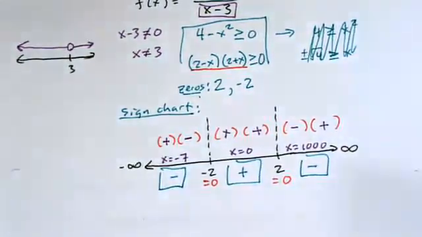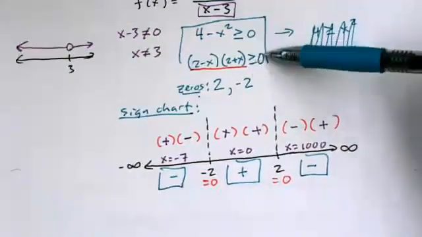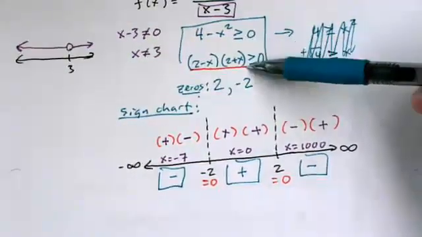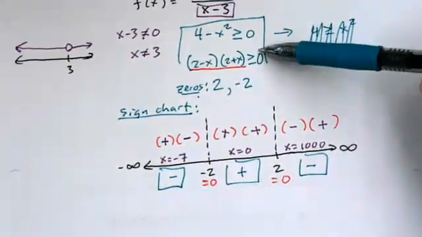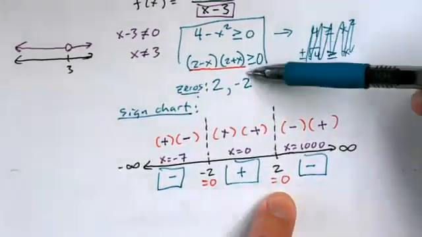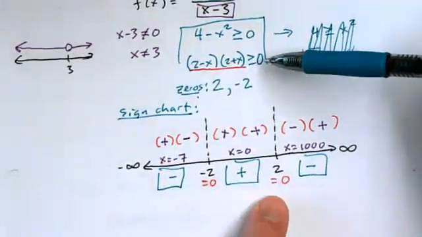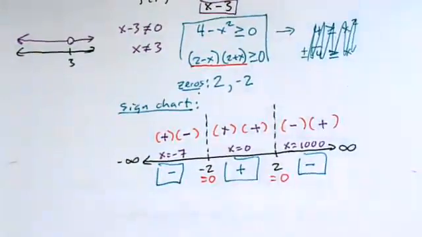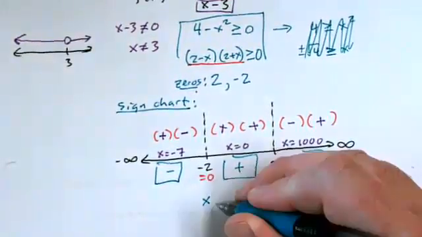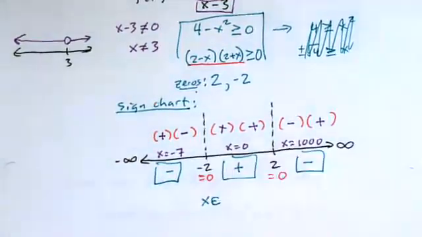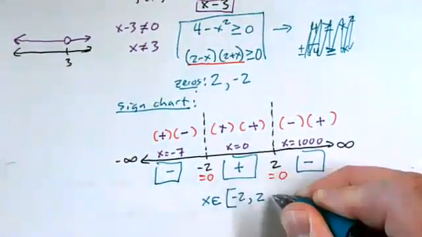Do I want the positive regions or the negative regions? We're looking for where the left side is greater than or equal to 0. I'd say those would be the positive regions, right? Are we going to include -2 and 2? Greater than or equal to 0? Yep, we're going to include -2 and 2. So my solution to this is x belongs to the set of numbers from -2 to 2, and we're going to include both of those.